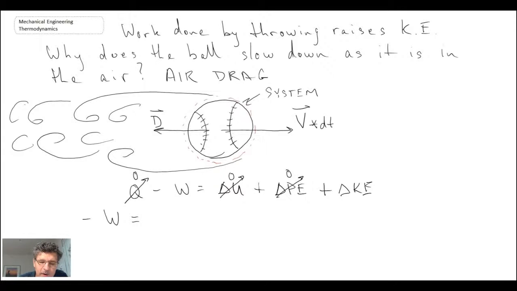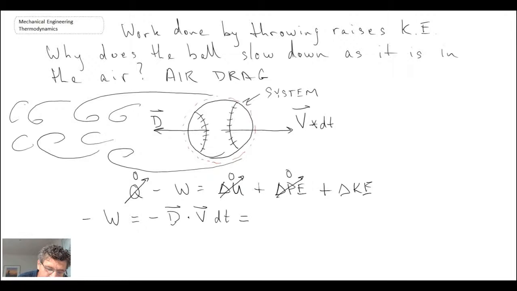Now the work, now on the right hand side we know it's the change in kinetic energy, but let's take a look at the work term. We have a vector acting, the velocity and the drag, and they're in opposite directions. So really what we have going on here is the drag force, and we will use a dot product because we want to determine the component of the drag force in the direction of motion. So that's basically the force times the distance, which is equal to work. The force being drag and the distance being v dt, and we are using a dot product.